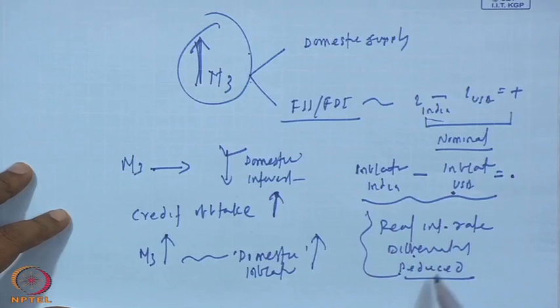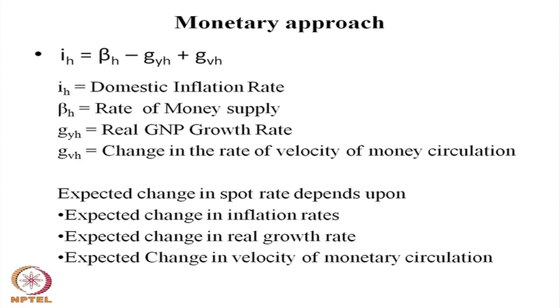Once the real interest rate reduces, the supply of dollars to the domestic economy may suffer. This way, the money supply, that is M3, through the interest rate and through inflation, also creates a kind of determinant structure for the exchange rate in an economy. We have discussed that in the monetary approach. Another approach says the domestic inflation rate is equal to the rate of money supply minus GYH, the real GNP growth rate, and GVH, the rate of velocity of circulation of money.